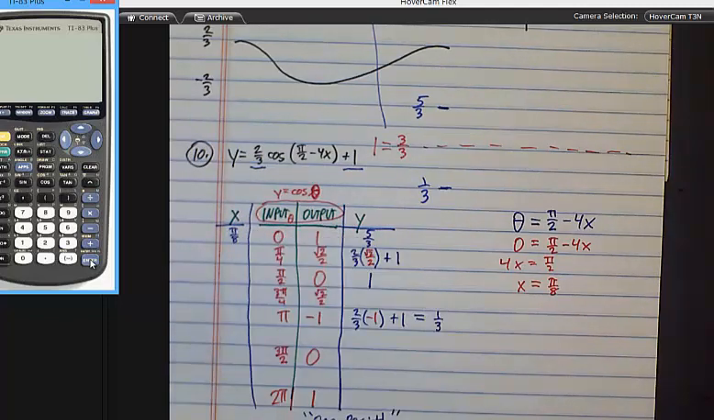And my y value is 5/3. And actually, I want to see that, because I just did a bunch of algebra. It looks like magic. Here, let me hit second trace, which gives me the calculate menu. And I'll hit enter a value. And let me put in, what did I just say? Pi over 8. Pi divided by 8. Enter.